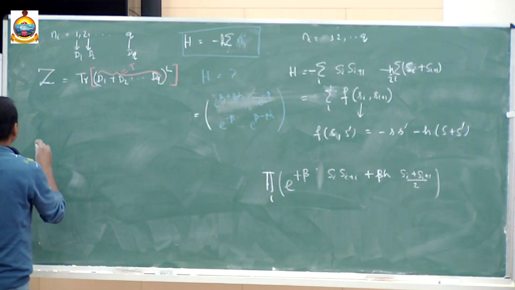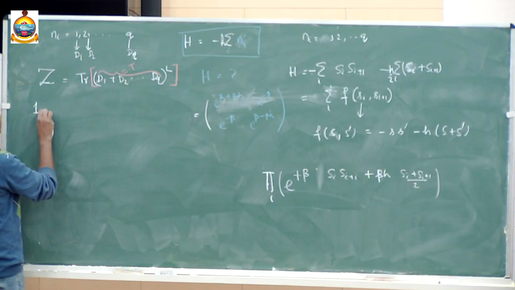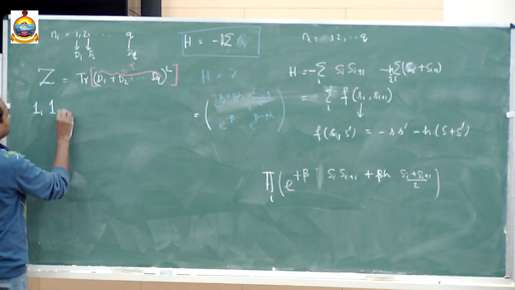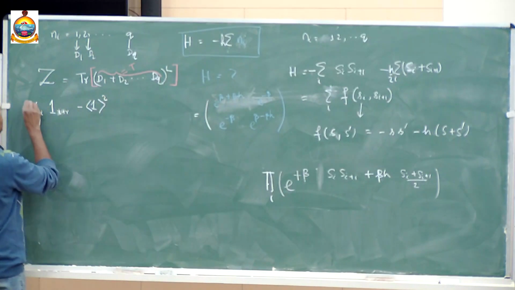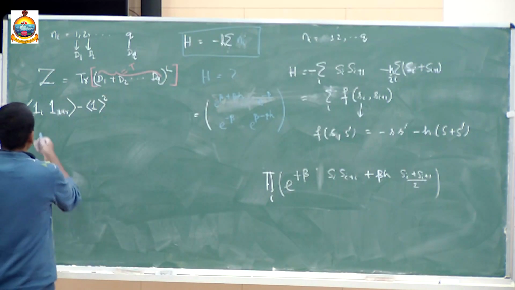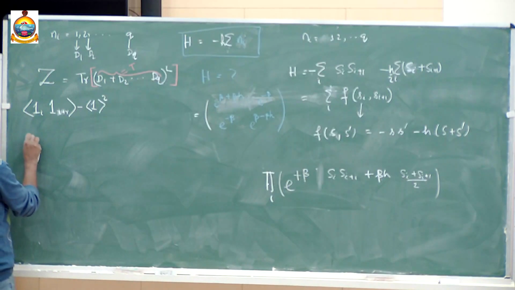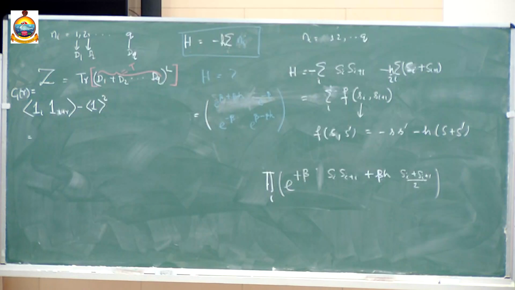Now the correlation function: 1 at i and 1 at i plus r, minus the expectation of 1 squared. This is the expectation I want to calculate for some variable. It can be plus, spin, or whatever, I do not know. This expectation value I call C1 of r. Let us see how it will look.